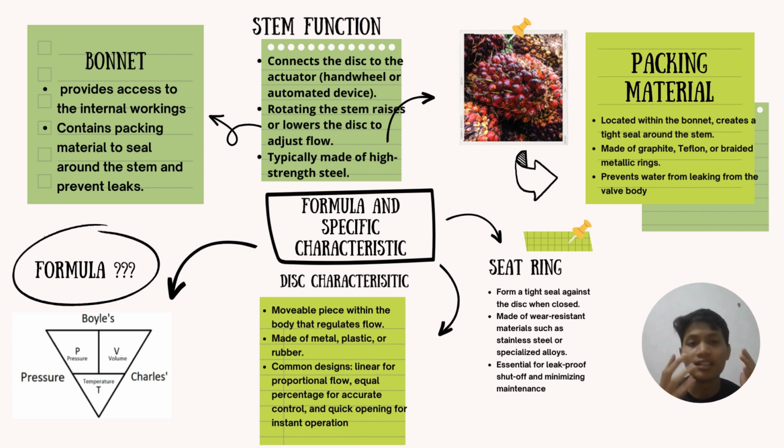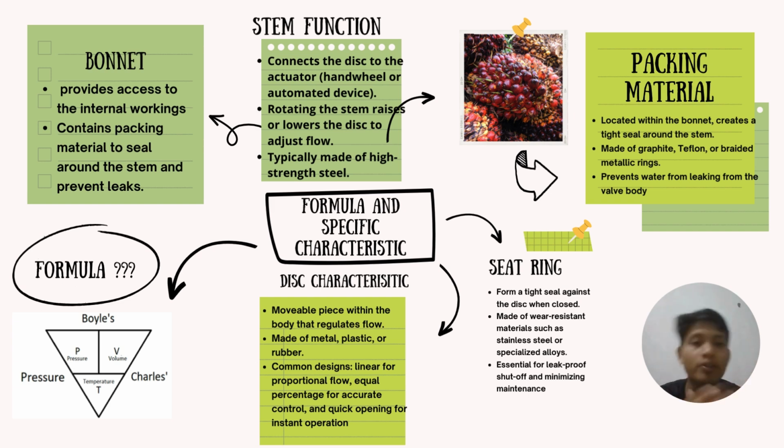So, next, it is about packing material. Packing material located within the bonnet creates a tight seal around the stem, made of graphite, Teflon, and braided metallic rings, and prevents water from leaking from the valve body. So, in simple terms, packing material and bonnet are a combination that both function to prevent any leakage of liquid or water.